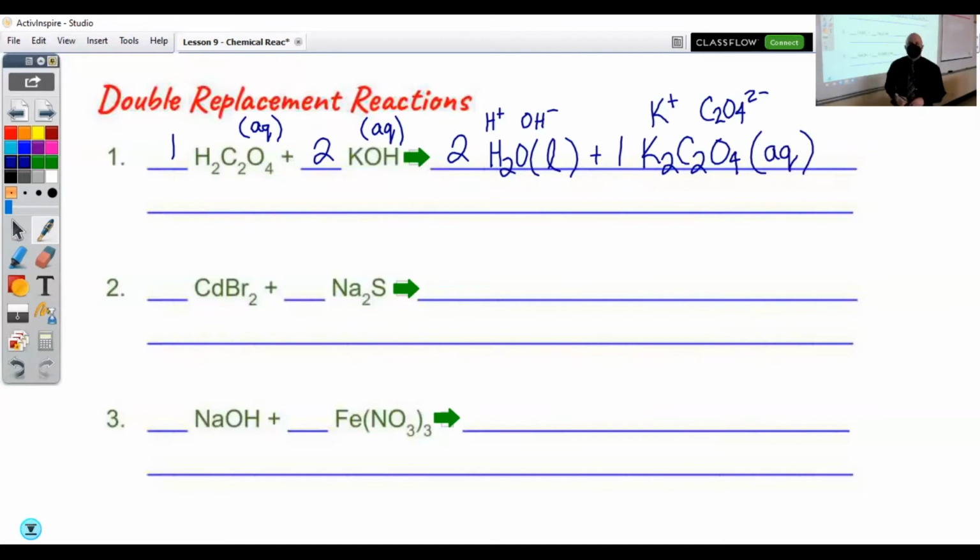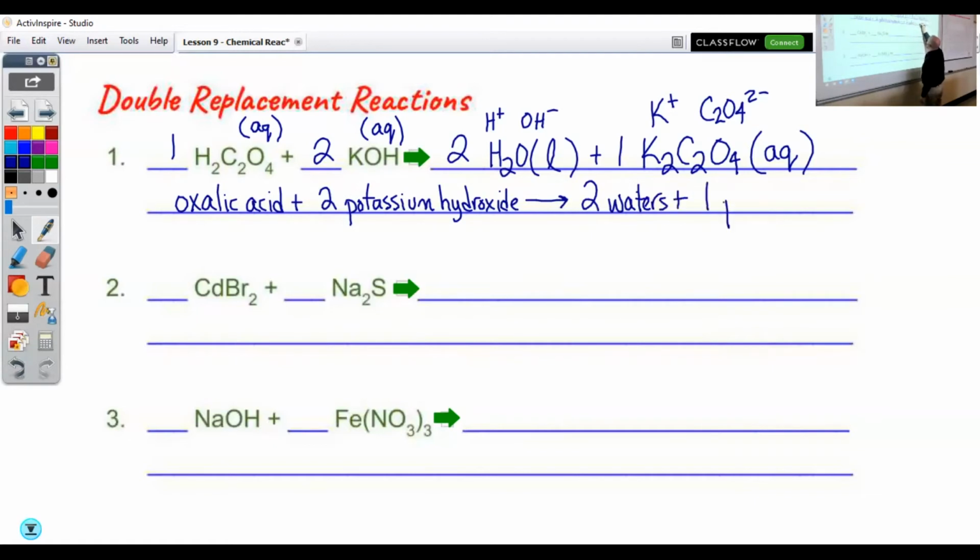And then the second thing that I would like everyone to do is below our examples, if it's not already done for you, please write out the terms in words. So we have oxalic acid plus 2 potassium hydroxide yield 2 waters plus 1 potassium oxalate.